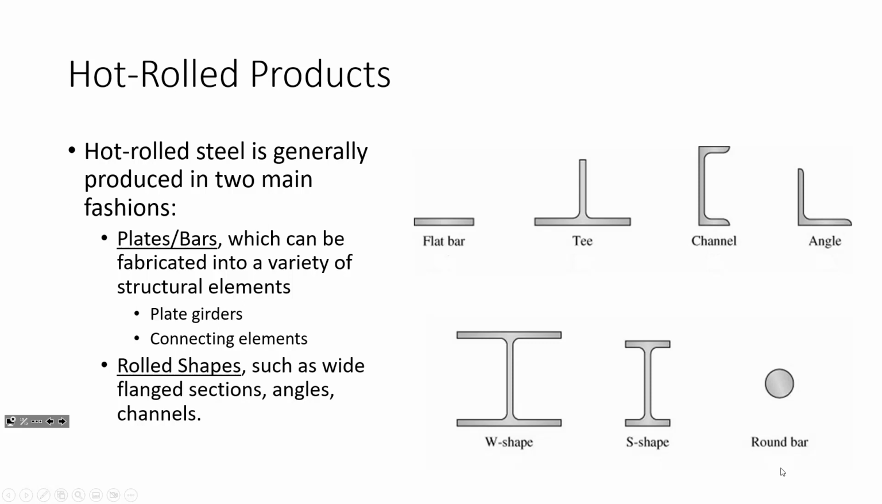So hot rolled steel is generally produced in two main fashions, okay? The first is to produce things like flat bar or round bar, that's just plate. You can take that steel and make anything out of it, okay? So we can make plate girders, connecting elements, threaded rods, things like that. That's the first way. The second way is to actually take that steel and roll it into shapes, such as W shapes, channels, angles, etc. Okay? So those are the products that we're going to be using, okay?